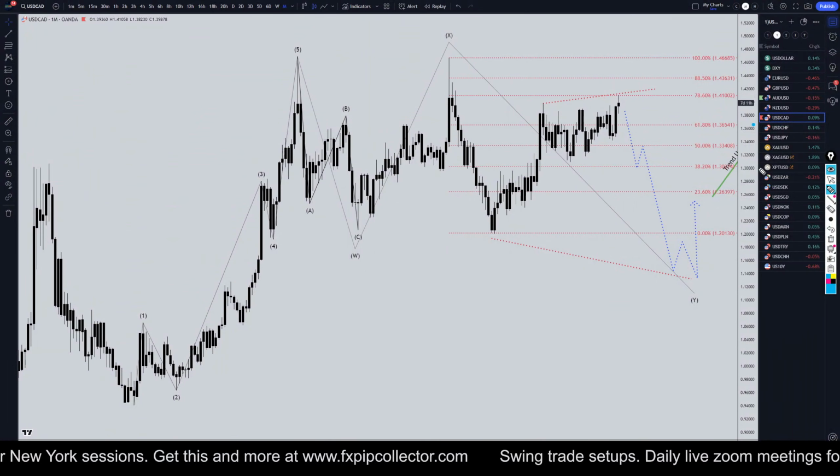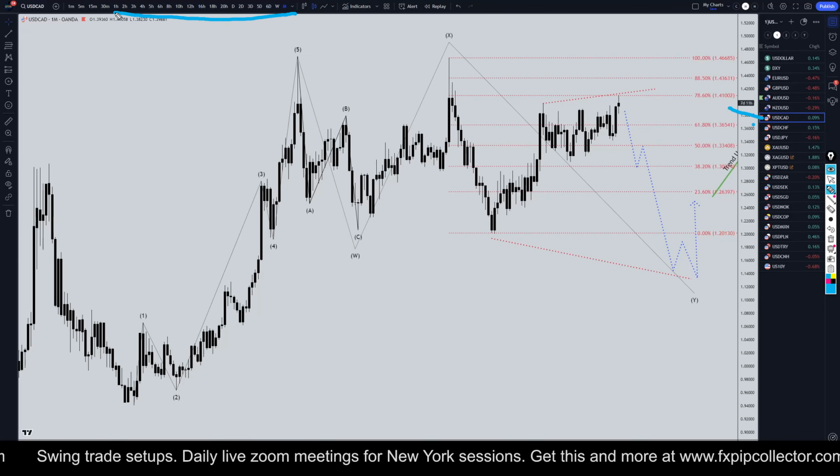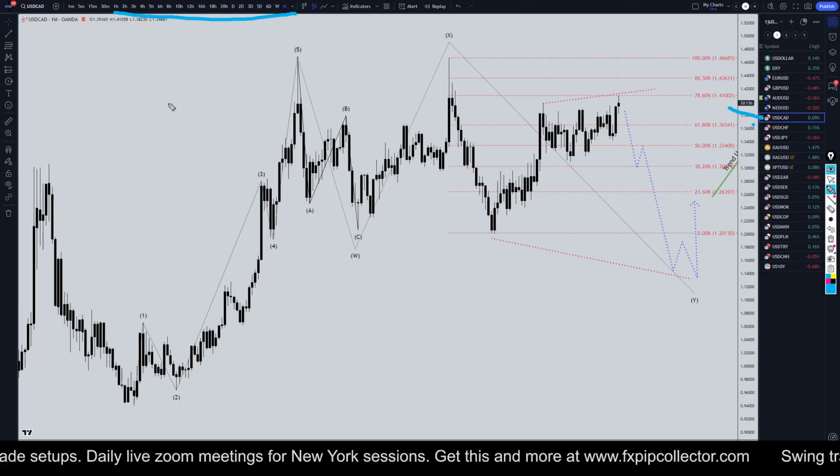I'm going to be analyzing the US dollar Canadian, starting on the monthly, working my way all the way down to the 1 hour time frame for the full top-down analysis.